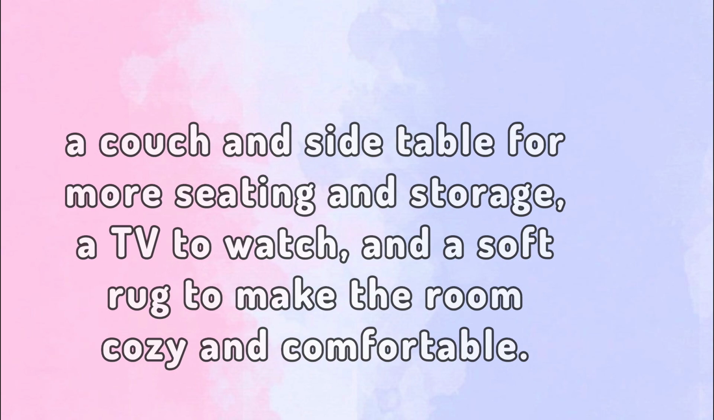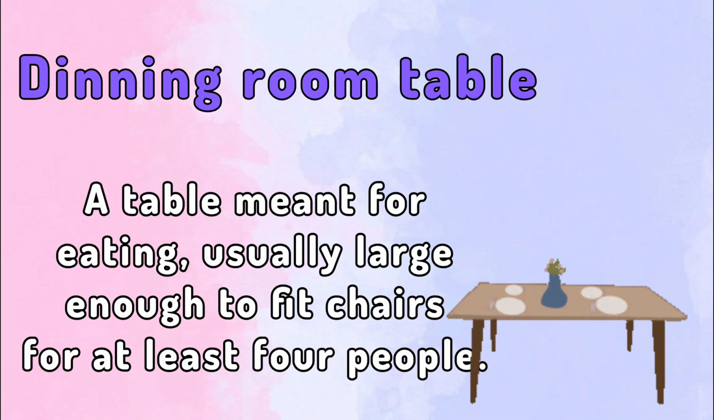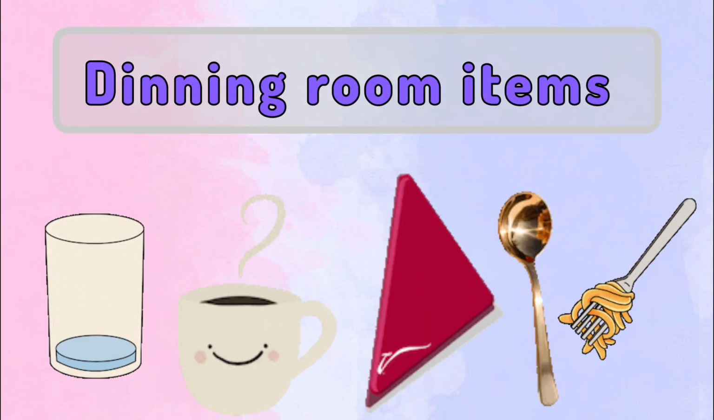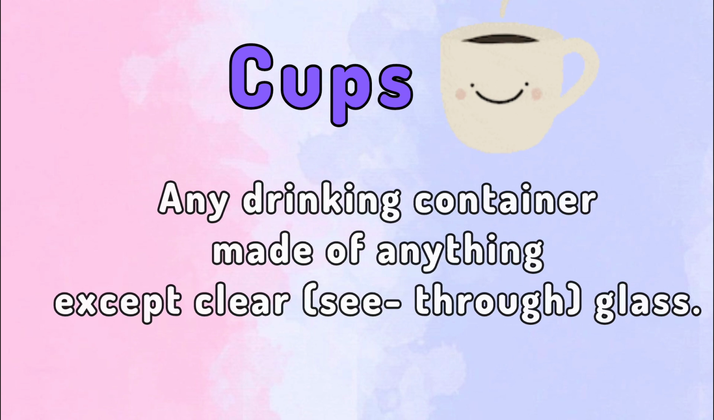and comfortable. English dining room vocabulary. Dining room table, a table meant for eating, usually large enough to fit chairs for at least 4 people. Dining room items. Cups, any drinking container made of anything except clear glass.